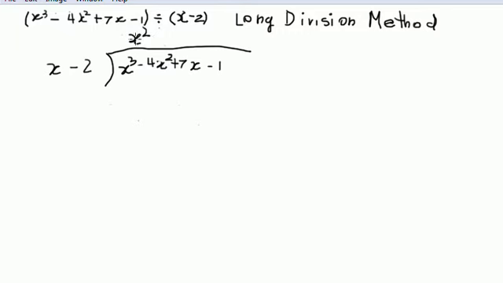So now I want to take this x squared times x, which is x cubed, and copy it underneath the x cubed column. It should be just positive. And then x squared times -2 is -2x squared, so that goes under the x squared column. So -2x squared.